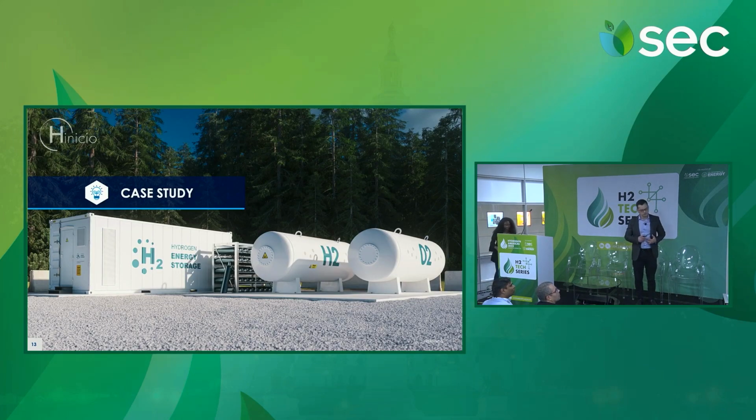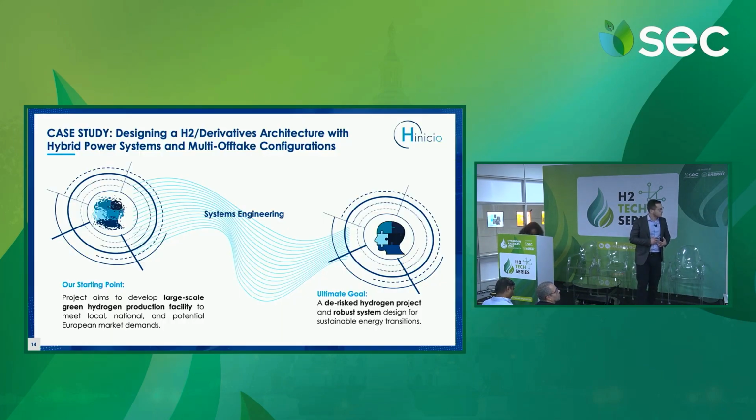So let's go now to the case study. The objective is always to start, let's consider that we need to produce hydrogen and meet some local, national, and maybe a potential international demand, okay? And then what you want to end up with is a robust system that is able to comply with all your clients' requirements that come from the regulatory framework to which your client belongs.